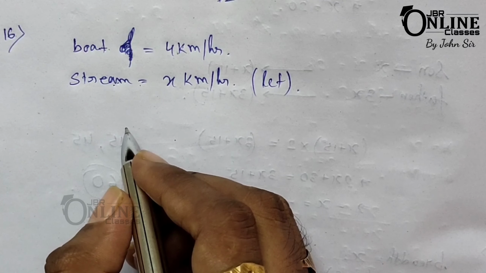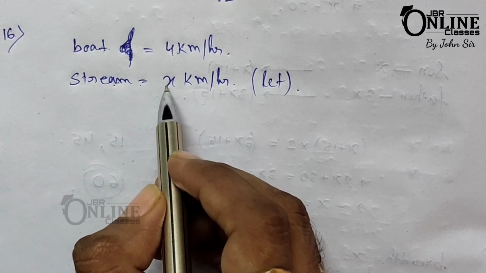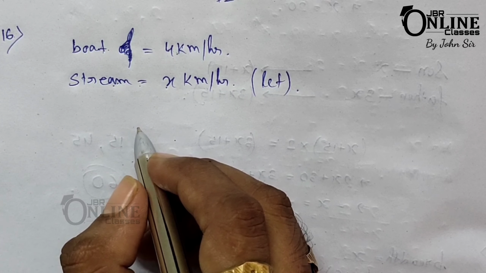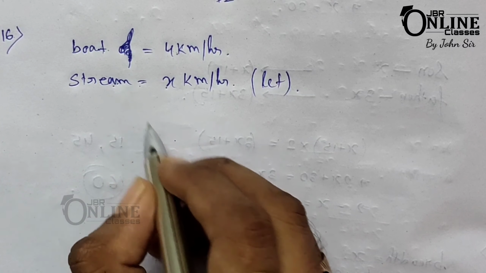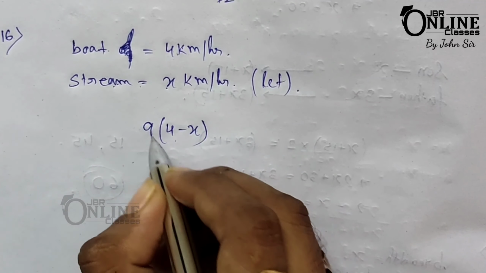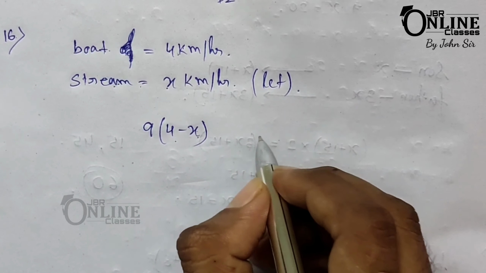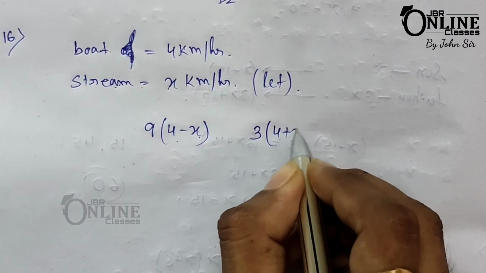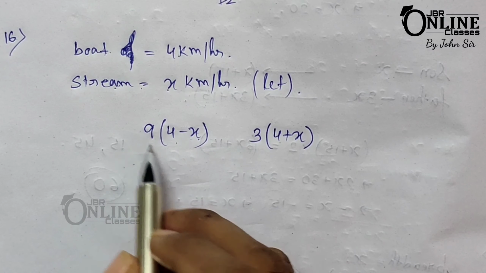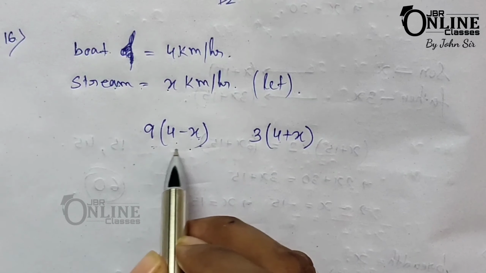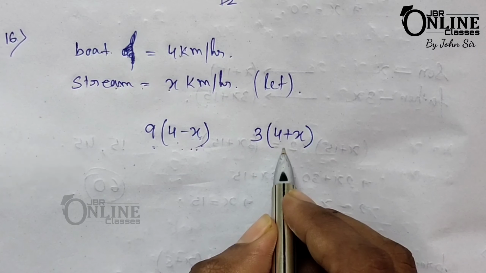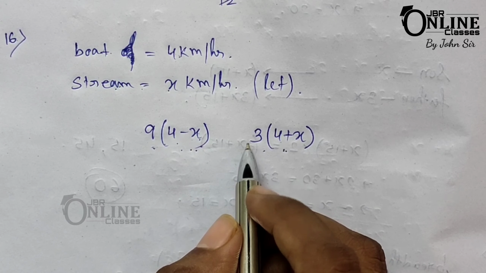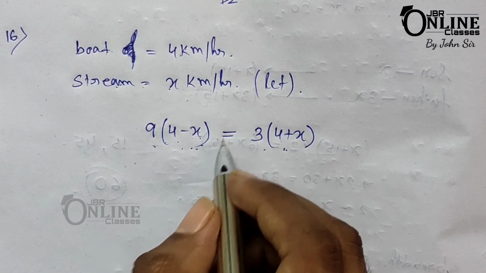So here in upstream there will be 4 minus x, and in upstream he travels 9 hours. That means in 9 hours the boat covers 9 into 4 minus x, and in downstream the boat covers in 3 hours 3 into 4 plus x. So that is the distance covered upstream by the boat, and that is the distance covered downstream by the boat, and in both cases the distances are the same. So that's why I put an equal sign in between.